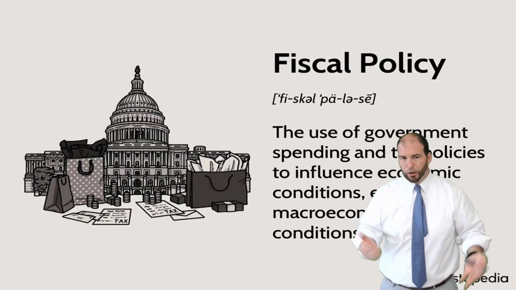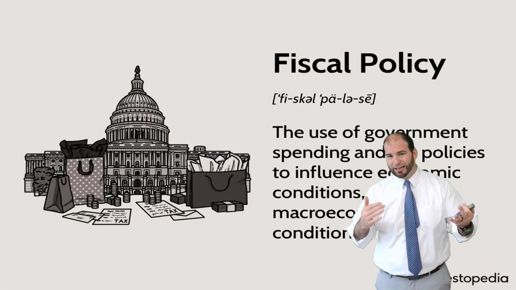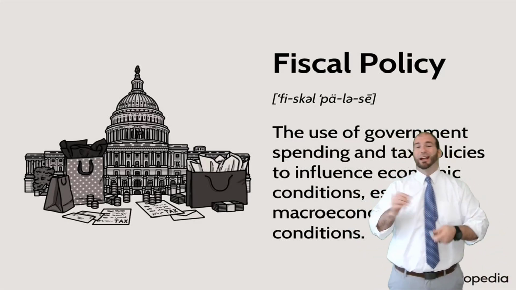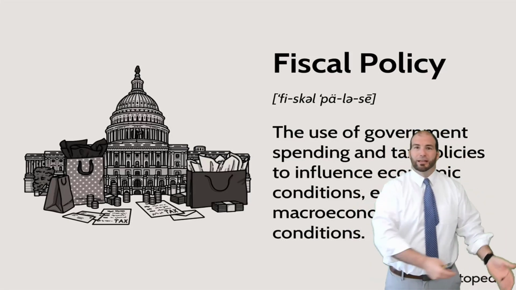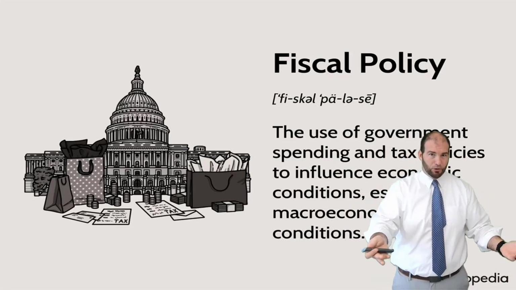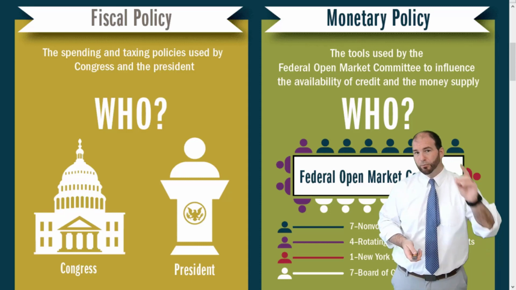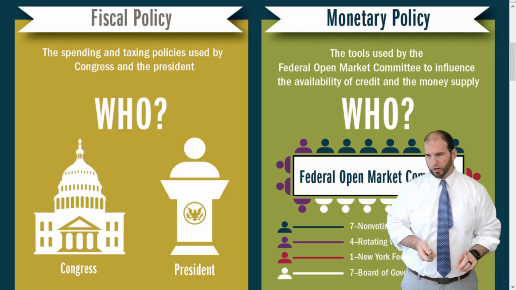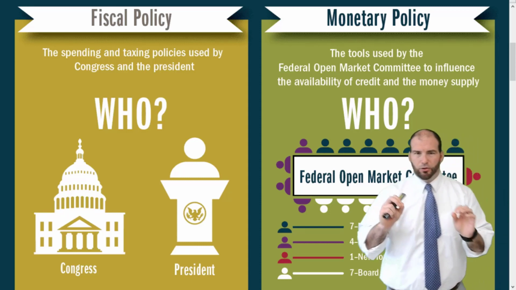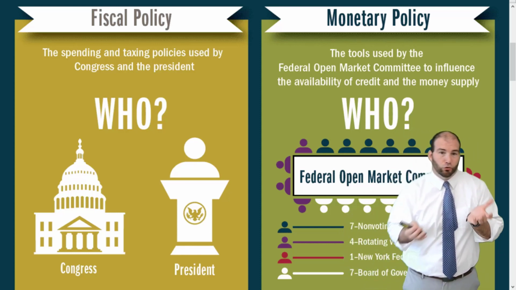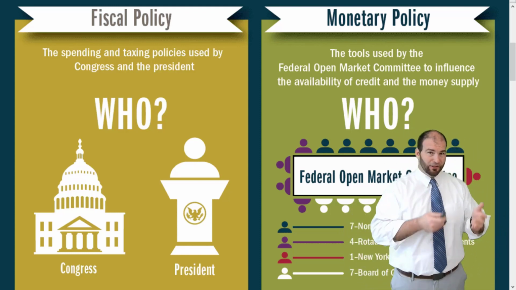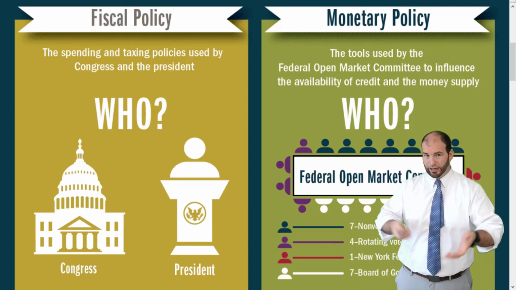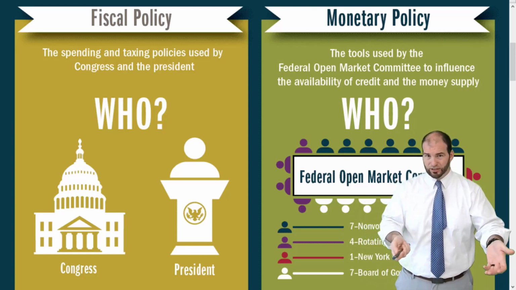So again, fiscal policy is the use of government spending and tax policies to influence economic conditions, especially macroeconomic conditions. Basically, taxation and what they spend that money on, that is fiscal policy. Monetary policy is how the government actually controls money, meaning that the federal government regulates money in and of itself.